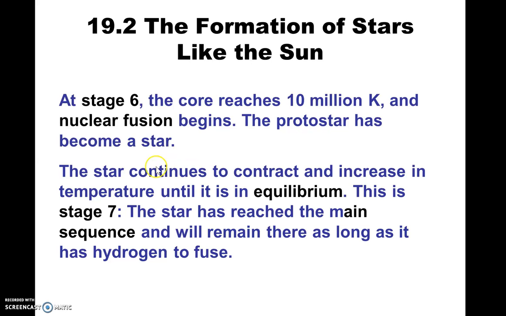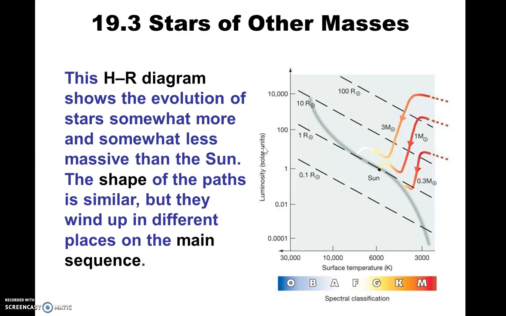All right, and then this now brand new star continues to contract and increase in temperature until it reaches equilibrium. And when it goes on to the main sequence, in fact, there's a theoretical point that it will fall onto the main sequence, which is stage 7, and it's got an acronym. It's one of the nice acronyms in astronomy. It's called ZAMS. So it's Zero Age Main Sequence Star. ZAMS.